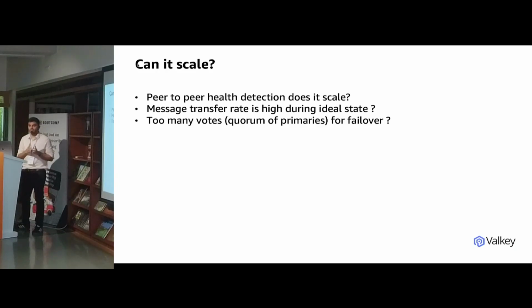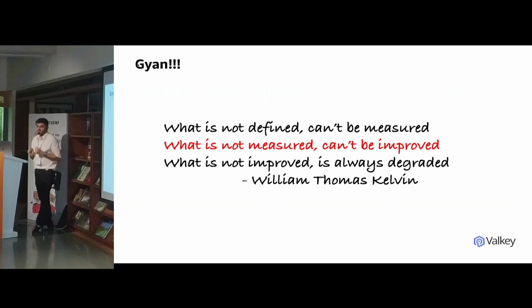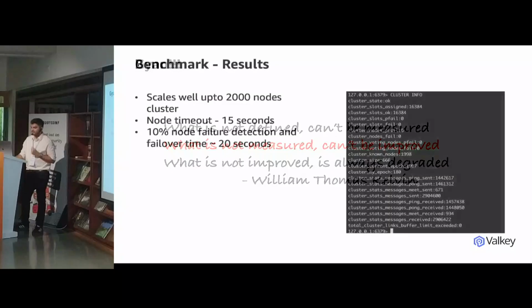Like in a cloud environment, there could be an AZ failure situation where half or a third of the nodes go down. How does the failover work? And the key part is, don't say that it doesn't scale well, rather measure it and then see what needs to be improved. And that was the goal behind the project I was working on.